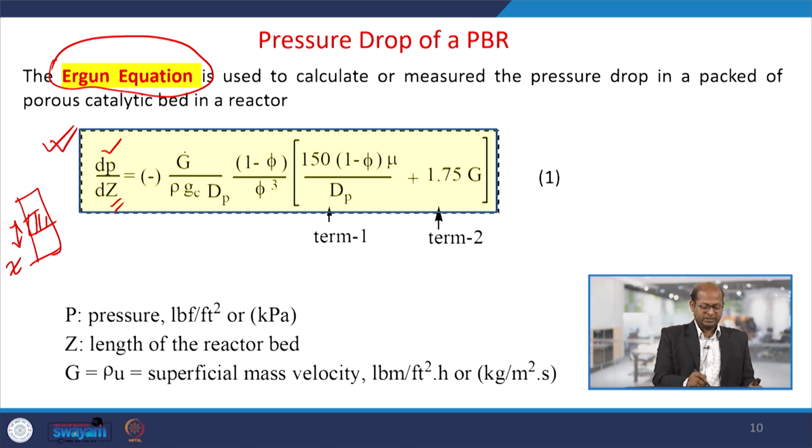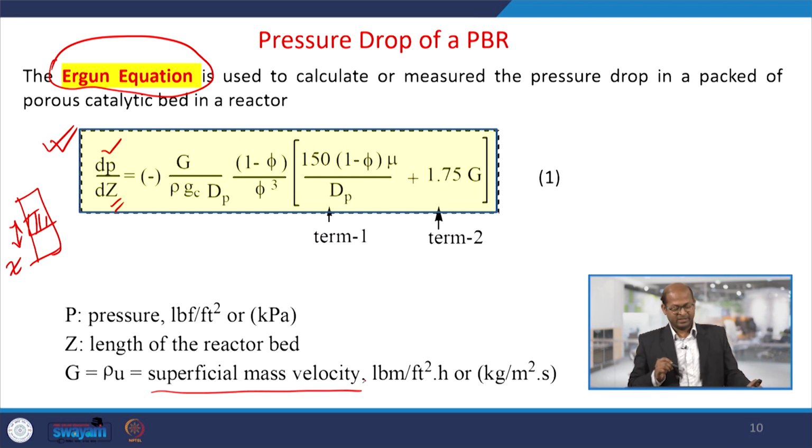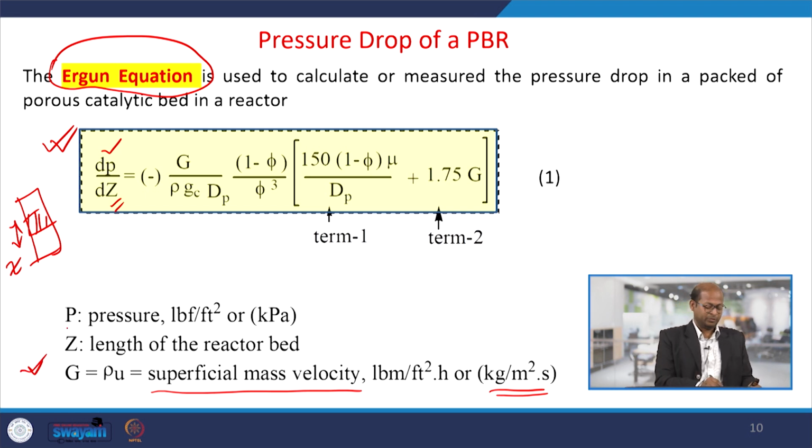Here G is the superficial mass velocity. We can express it as kg of reactant flow per unit time per unit cross-sectional area of the reactor. The reactants have to pass through here at some superficial velocity, at a certain rate, and Z is the length of the reactor bed. P we can express in kilopascals, and length in meters.